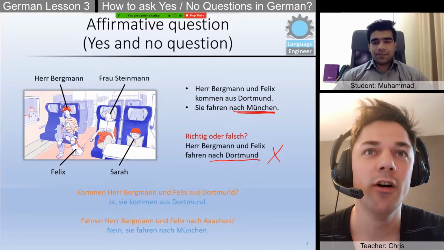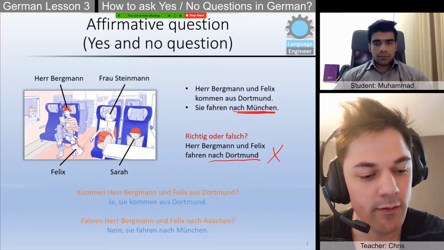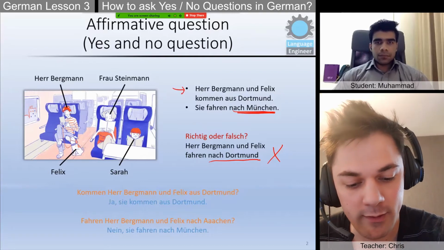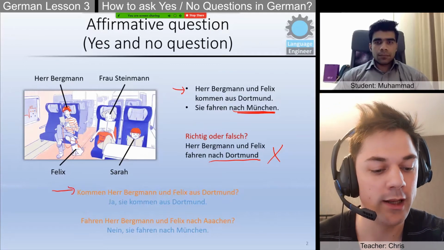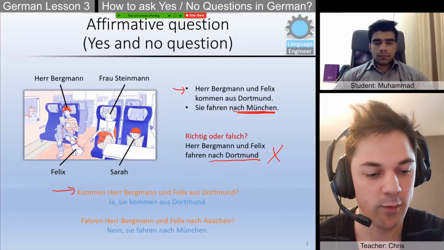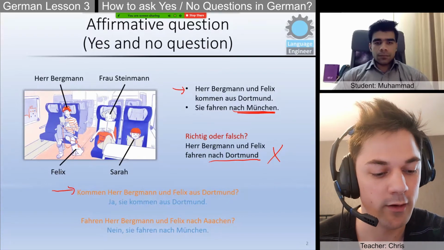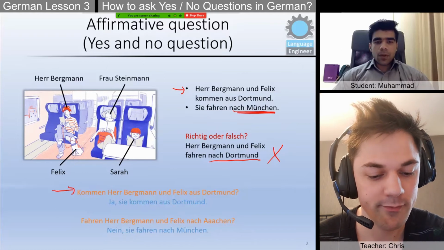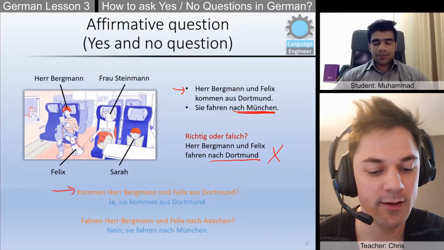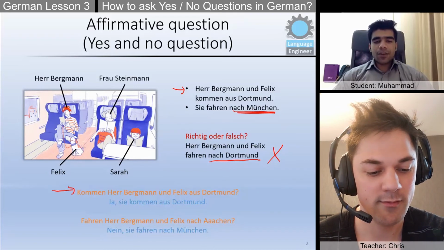Okay. And now we want to ask questions. We want to ask the question to the first phrase. It's actually what you can see here. It's: Kommen Herr Bergmann und Felix aus Dortmund? And then the answer is, ja, sie kommen aus Dortmund. So we just want to confirm if they come from Dortmund. Repeat after me. Kommen Herr Bergmann und Felix aus Dortmund? And then the answer is, ja, sie kommen aus Dortmund.